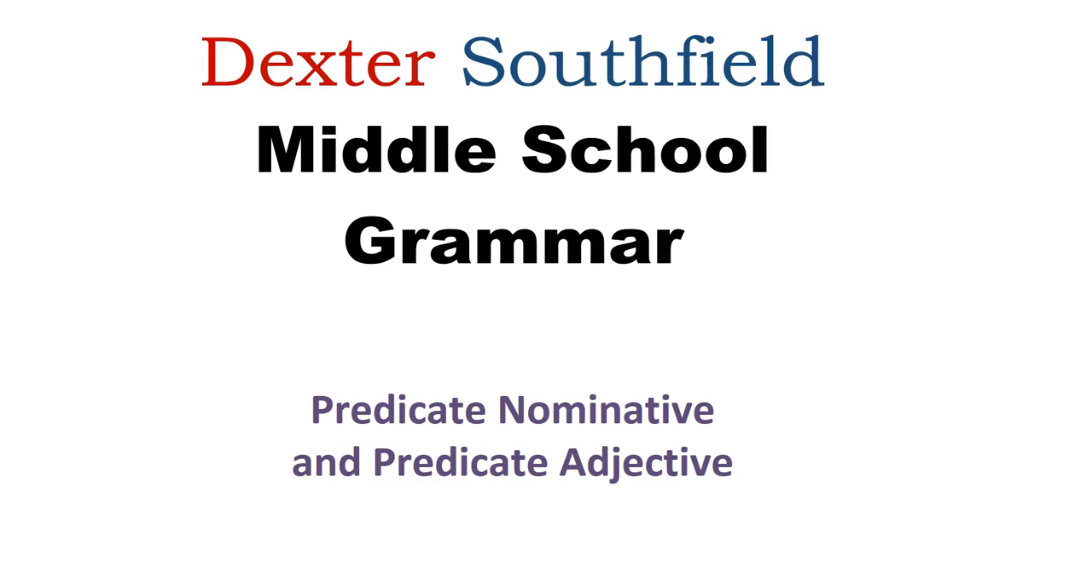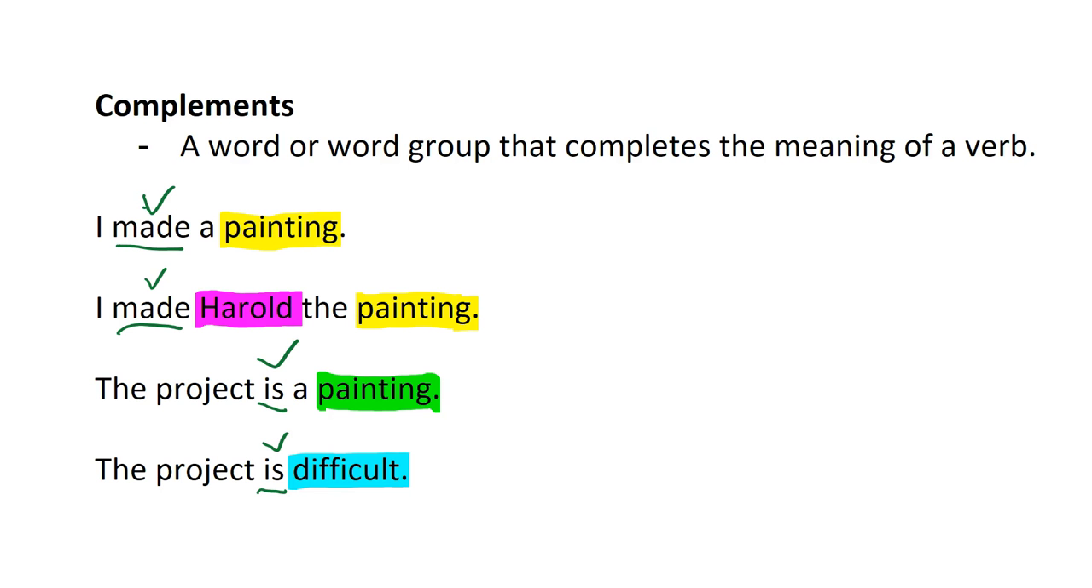Today we are talking about predicate nominative and predicate adjective. Before we go any further, we need to remember that complements are words or word groups that complete the meaning of a verb. And these were the notes we took for direct and indirect objects. A predicate nominative is a type of complement, and a predicate adjective is a type of complement.